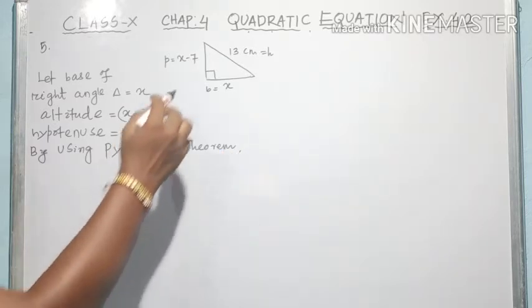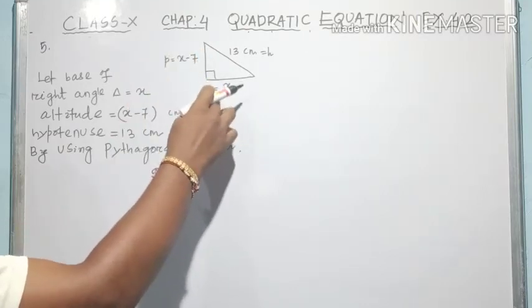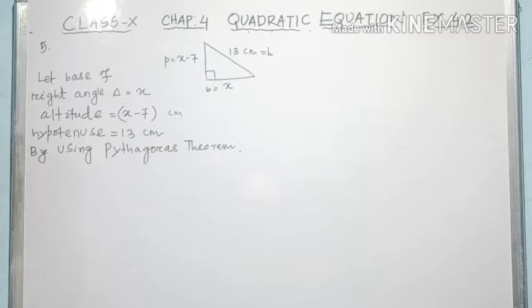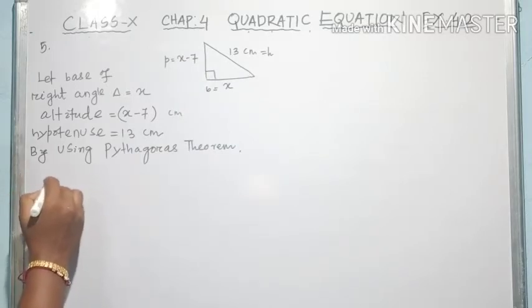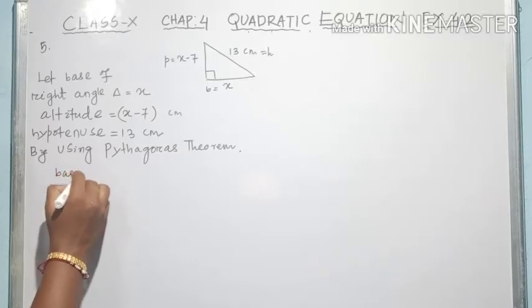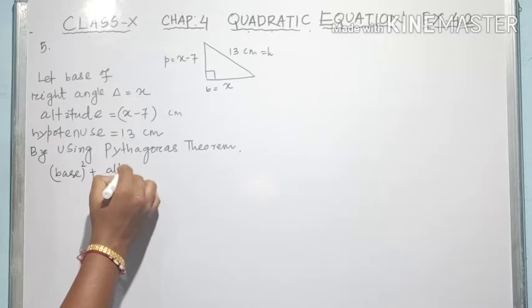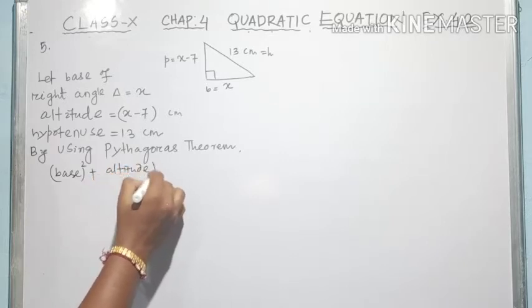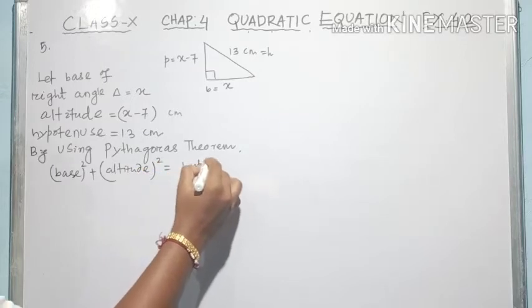the sum of the squares of the perpendicular and base is equal to the square of the hypotenuse. So base square plus altitude square is equal to hypotenuse square.